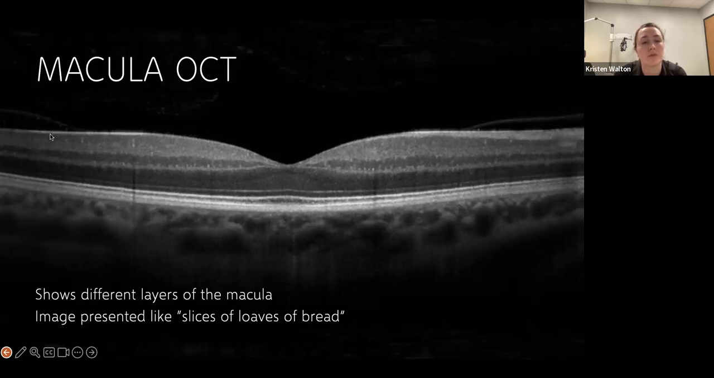And then at the very top here and off to the side, you'll see it better in the next few images, that's the RNFL. And images presented like slices of loaves of bread. Yeah, just a lot of layers. You could think of it as like a cake. And that way, when we are able to image all of those separate layers, we can figure out, okay, where in the retina is this happening, figuring out what that diagnosis is specifically, and then how to treat it.